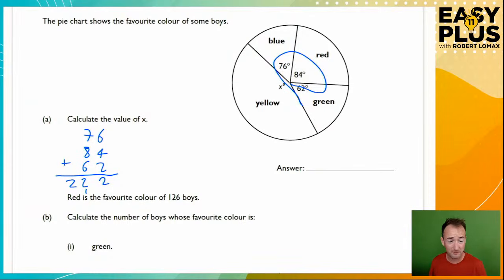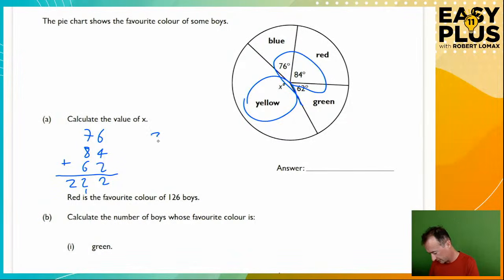Now, you can check that with a bit of common sense. 222 is more than 180 degrees. Remember, 180 degrees is half of a circle, and you can see that this area here, blue, red and green, covers more than half of the circle. So while this pie chart might not be perfectly to scale, we can see that's likely to describe that half of things. We need to find this here, x, with 360 degrees in a circle in total.